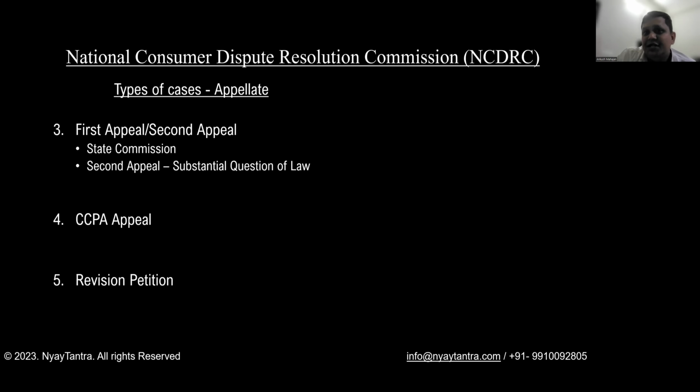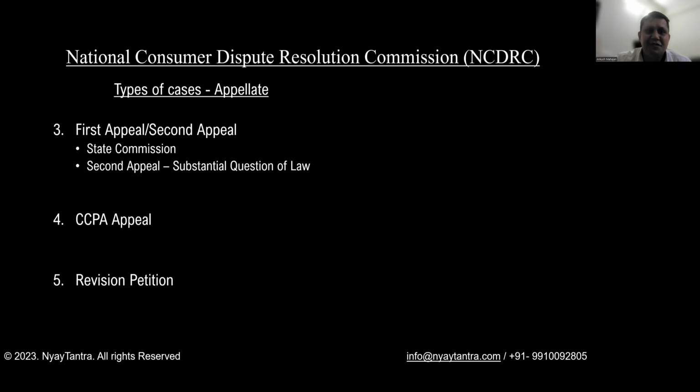Another appellate jurisdiction invoked before the NCDRC is the CCPA appeal. The Consumer Protection Act has come out with a very new authority, which is the Central Consumer Protection Authority, which protects the rights of consumers as a class. The Central Protection Authority can prohibit violators from doing activities which violate the rights of consumers as a class, and can even impose a penalty which can run into 50 lakhs also. So if you are not satisfied with the Central Protection Authority order, then the first forum available to appeal the CCPA order is the NCDRC.